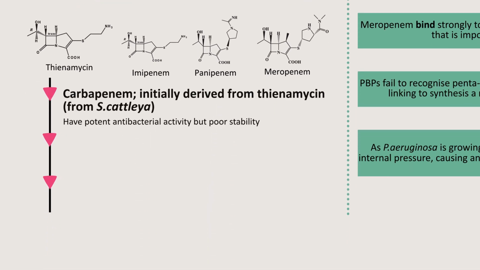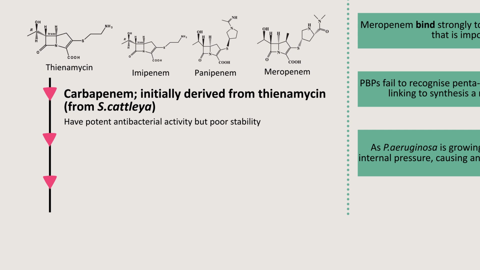In 1976, a groundbreaking discovery was made. Scientists isolated a powerful compound called thienamycin from Streptomyces cattleya. This early carbapenem antibiotic showed potent antibacterial properties, but it came with a problem. Thienamycin was highly unstable in aqueous solutions, sensitive to mild base hydrolysis, and highly reactive to nucleophiles.